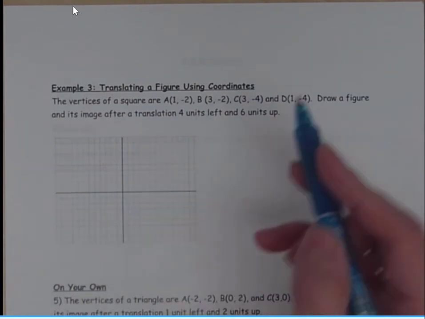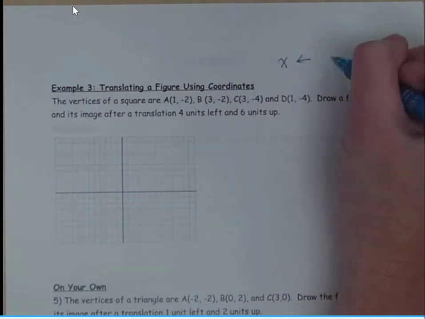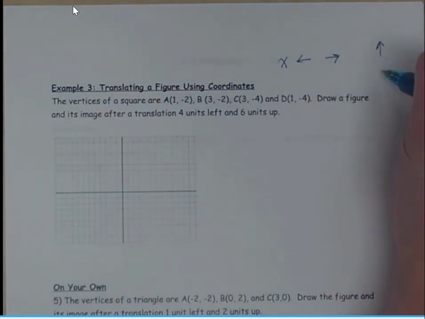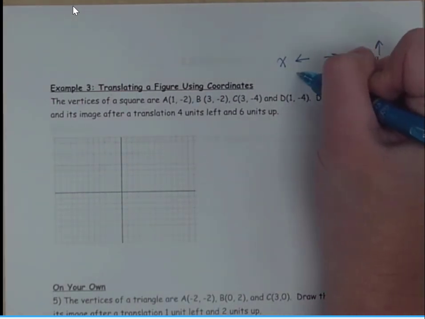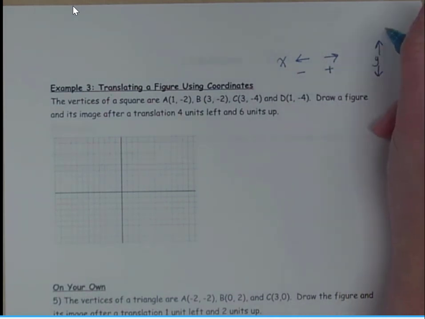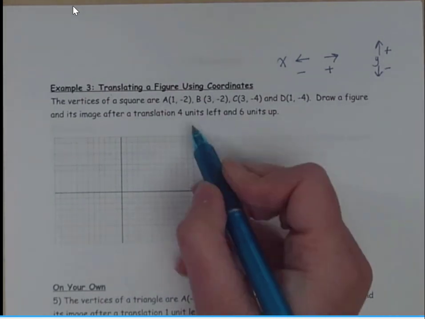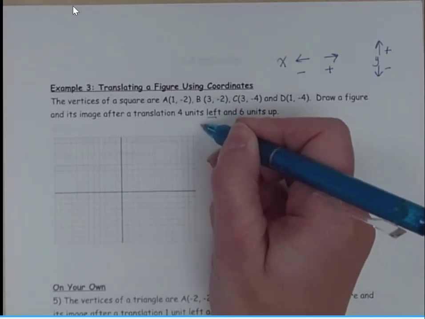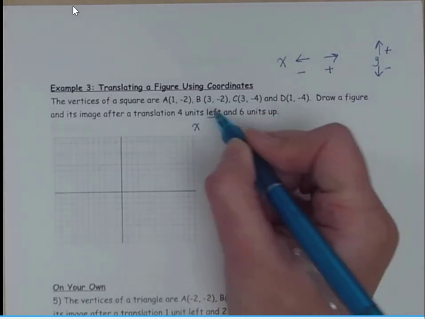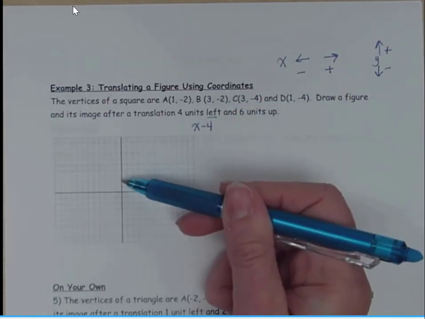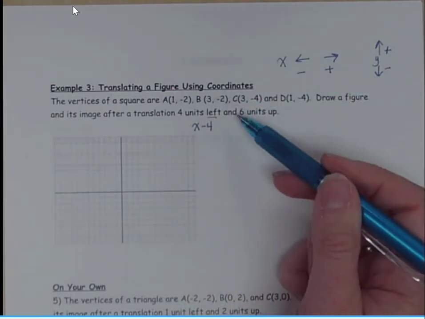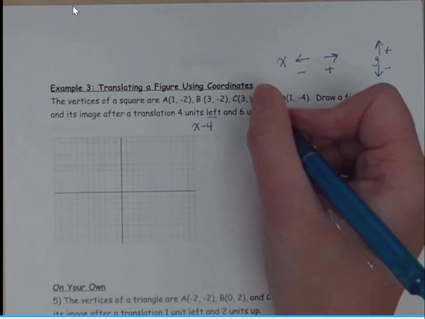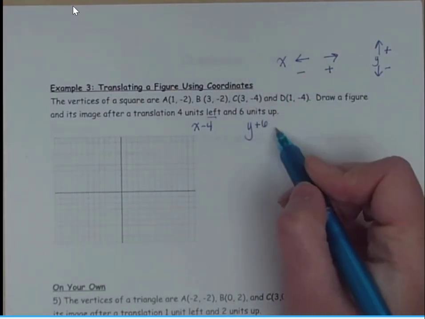So if we are going left or right, that is our x value. If we're going up or down, that is our y value. Remember, we're going to go to the left if it's negative, to the right if it's positive. We're going to go up if it's positive and down if it's negative. So if I'm going to go 4 units left, that means I'm going to take the x value and subtract 4 from that because I'm going to go 4 this way. Now y, 6 units up, so that means I'm going to take the y value and add 6 because I'm going to go up.